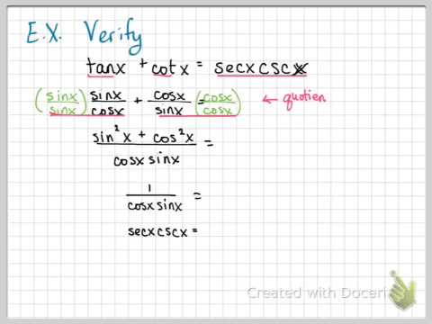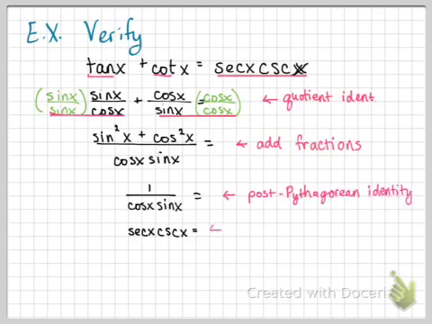So, reviewing. First I used a quotient identity, and then I added my fractions. Then I employed a Pythagorean identity. And lastly, I used some reciprocal identities. Now, all of these steps come from the list of tips that we looked at for solving identities. So it's just a matter of employing them. This is like riding a bike. You get better at it.